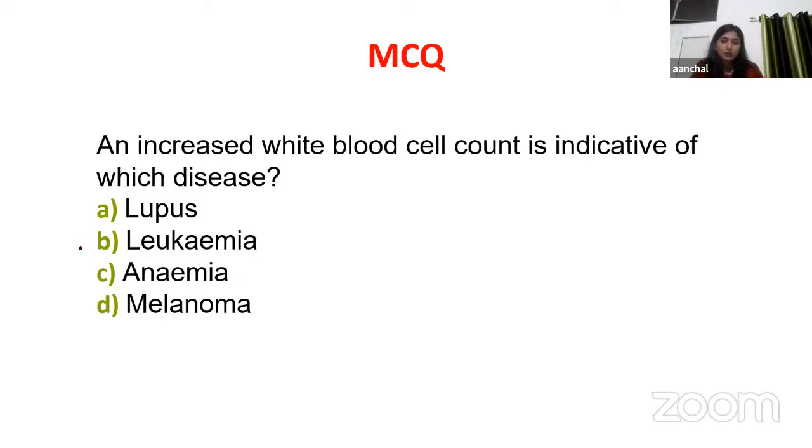Yes, the answer is leukemia. Now another thing we have is the process of leukopoiesis, or the process of granulopoiesis. Granulopoiesis means formation of granulocytes, or the formation of WBC. So for granulopoiesis, we have various stages. One by one, we're going to learn.